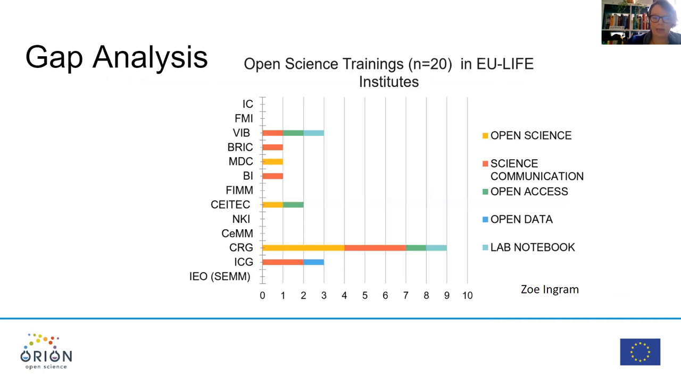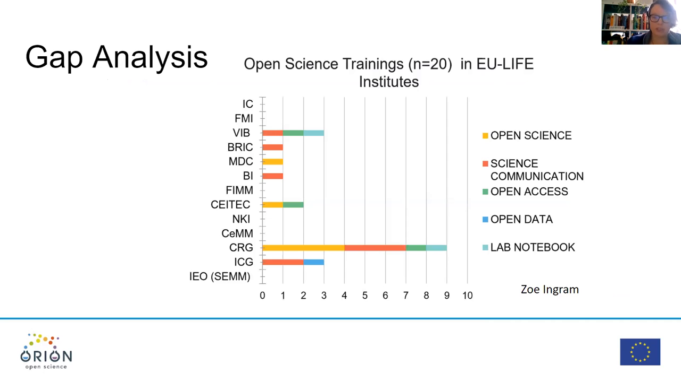And the one that had the most was CRG, who of course were very much part of the FOSTER project that's been mentioned. So some of them had elements, say science communication or open data, but very few had specific open science training.